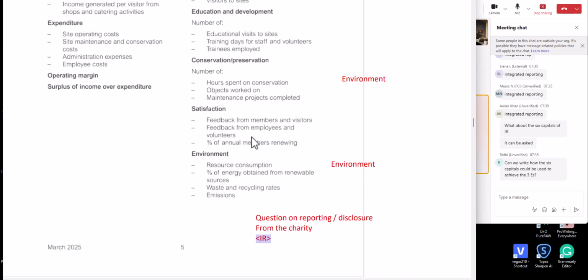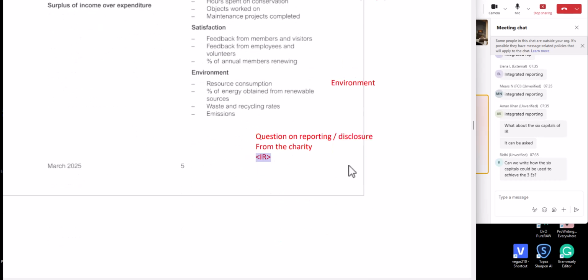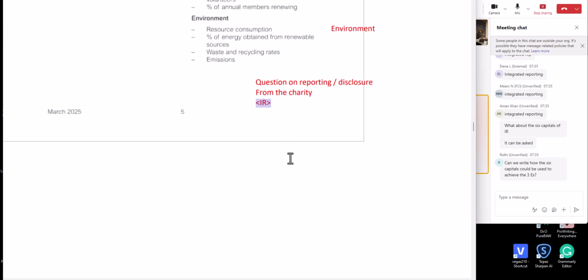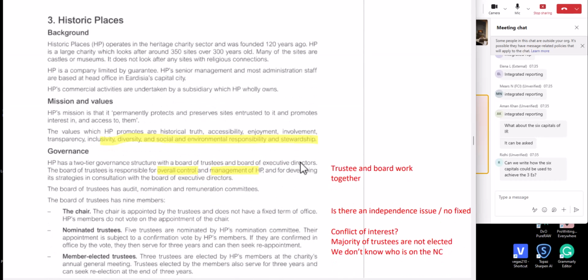I think there'll be a specific question, so make sure you have a think about that before the examination, about how that can be used. We don't have much information on this charity, but it is heritage, which is like protecting history. They've got 350 sites, limited by guarantee. The mission is to preserve sites, but the values are, unlike Donald Trump, they are going for inclusivity and diversity, not like in America where they just cancelled all of that.